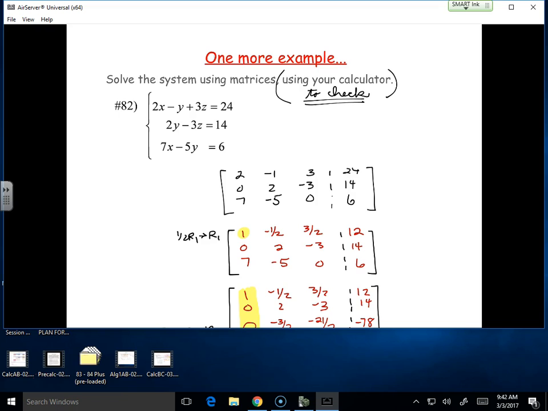This second one's wrong. Something is a little off. Someone check my mental math, we made the same mistake. Something's weird, or everything is wrong. Plug in a 3x4. What do we got? 2, -1, 3, 24. 0, 2, -3, 14. 7, -5, 0, 6.